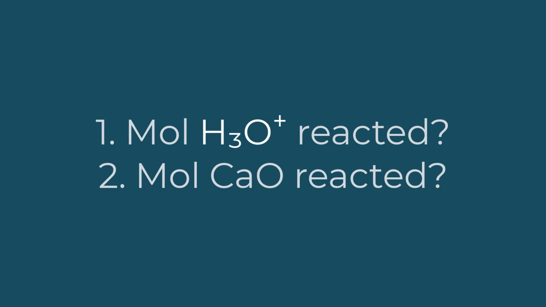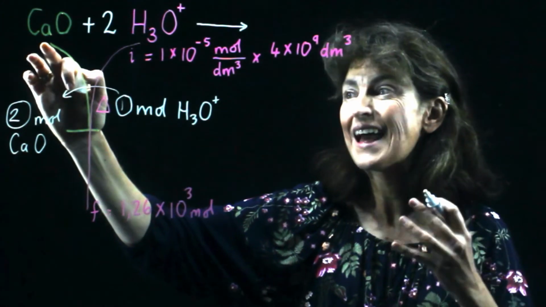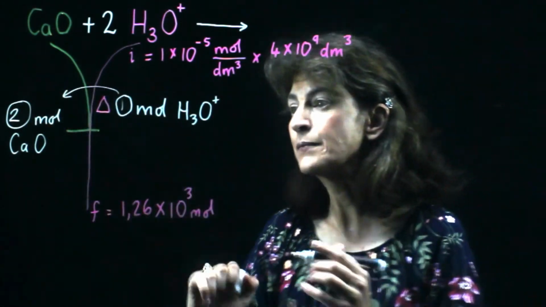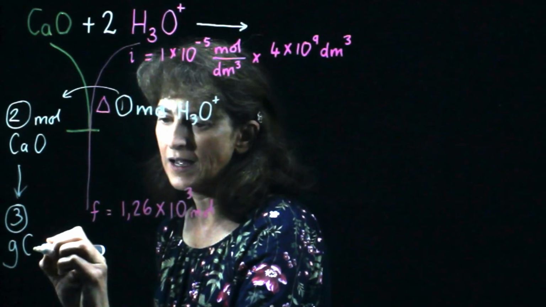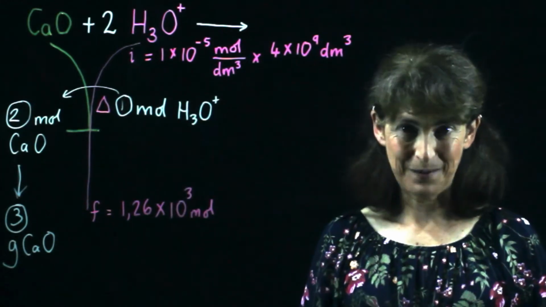But be careful, what were we actually asked? We were asked the mass of calcium oxide that was put in the lake. Remember, we've already discussed that that is the same as the amount that actually reacted because it's limiting. So then we're going to convert that into mass of calcium oxide. So now let's do each of these 3 steps.